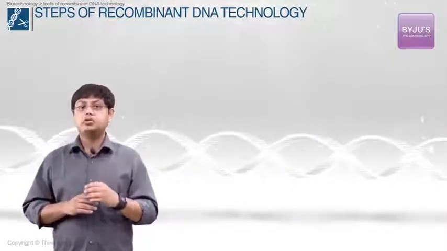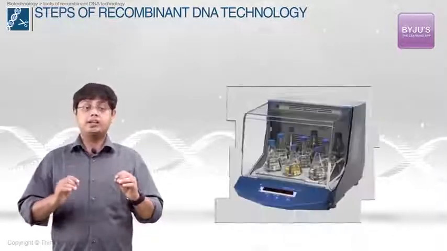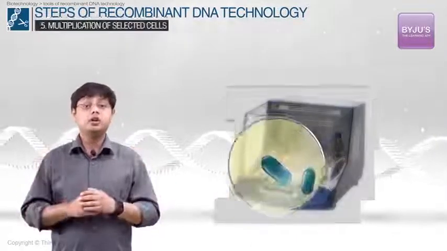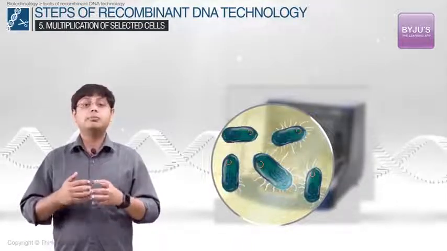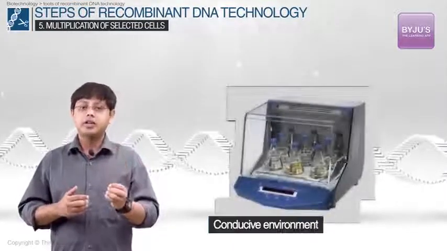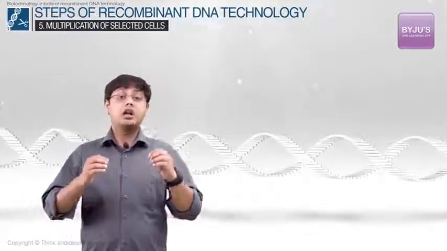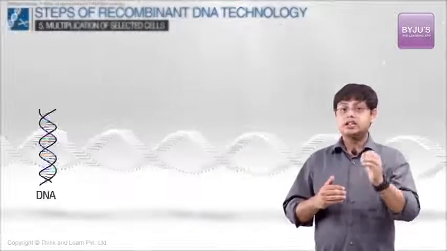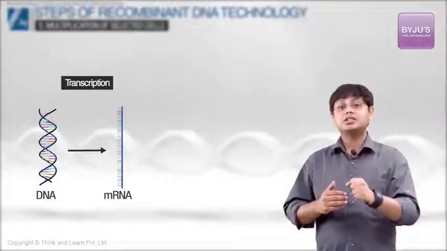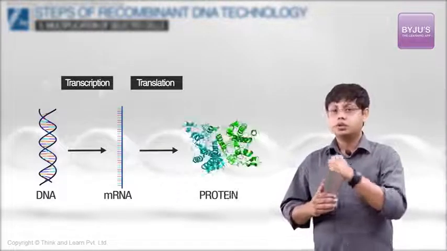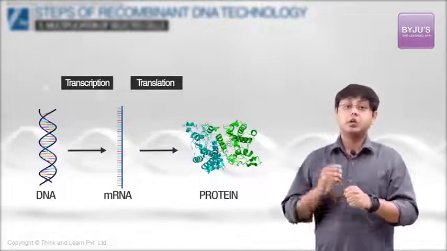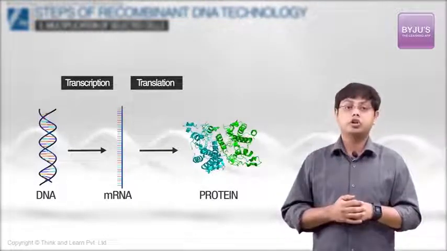Once the desired host cells are selected, the final step, or step 5, will be to clone the selected cells by providing them a conducive environment where they will be able to flourish and grow so that our gene of interest gets expressed. That is, the DNA is transcribed to mRNA, which is then translated into a protein, that is our desired product, which can be harvested for human use.